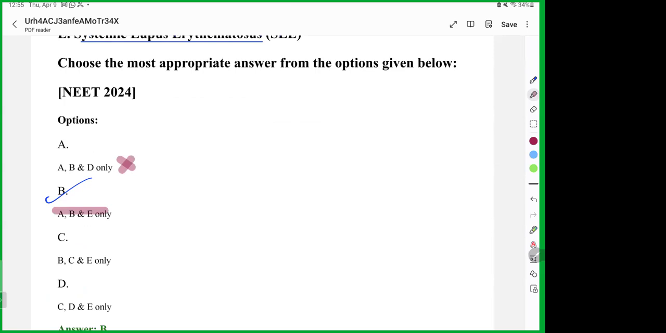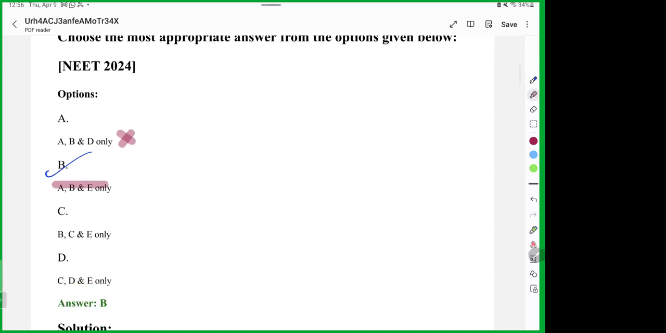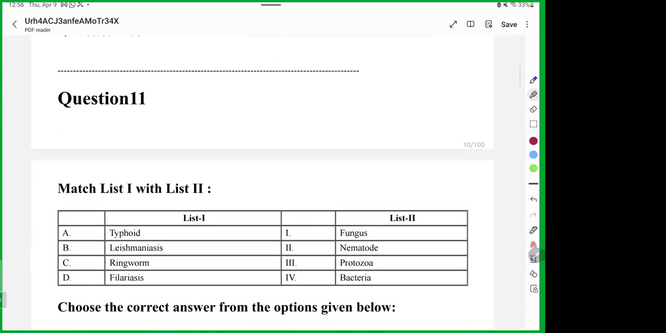They never directly ask about systemic lupus arthritis, like what is this disease? Is it an autoimmune disease? Nobody asks. Okay, elimination method. Next.